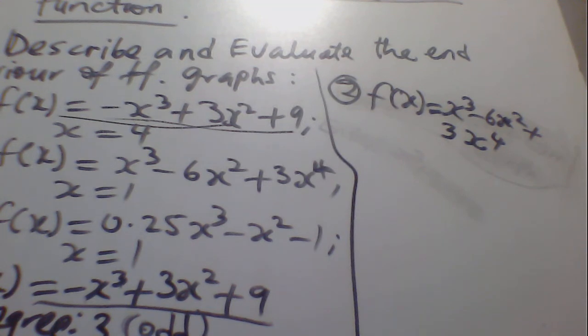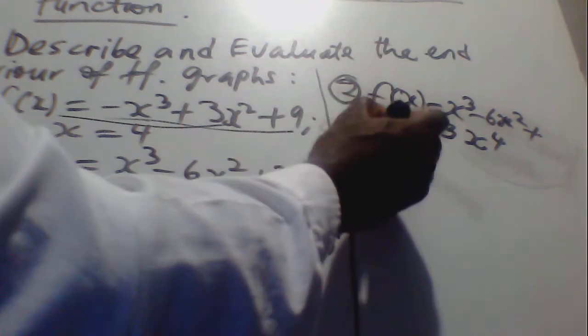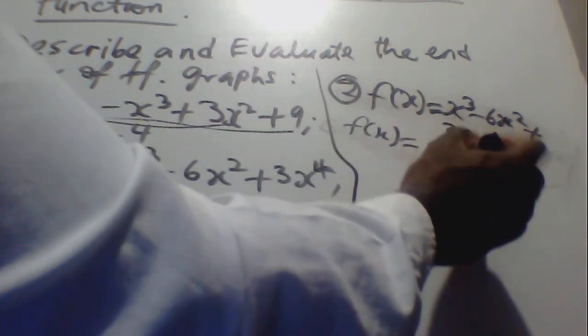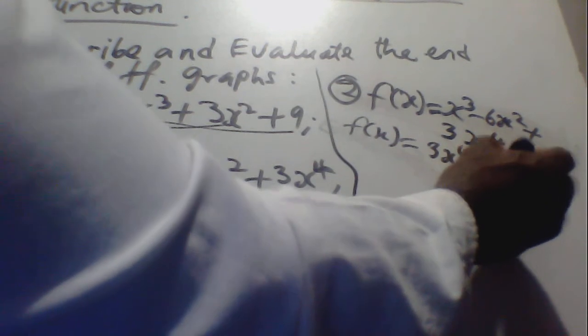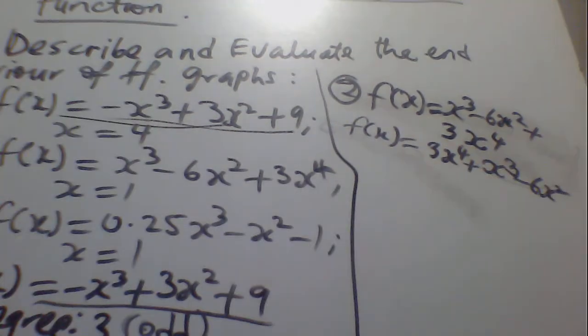So we begin. You can rearrange it if you want. You can put it in standard form. This will come first: 3s raised to power 4 plus s raised to power 3 minus 6s raised to power 2. So it's now in standard form. You can now interpret it.